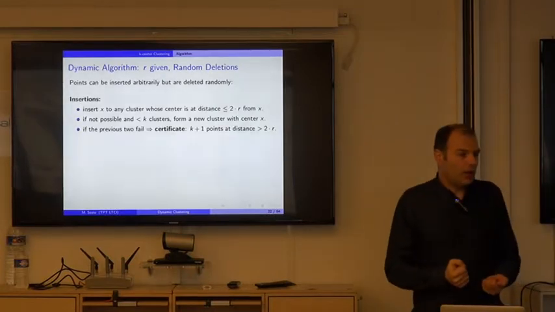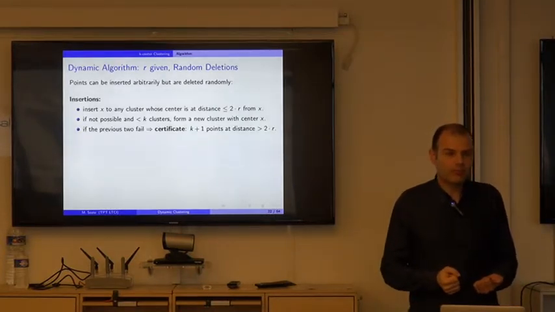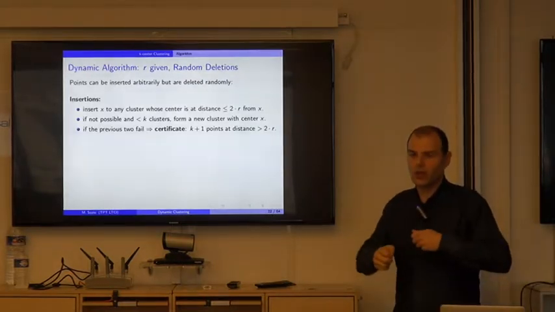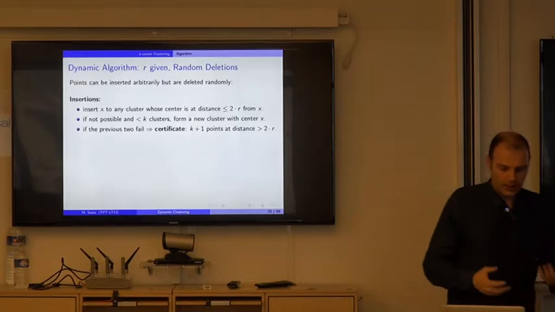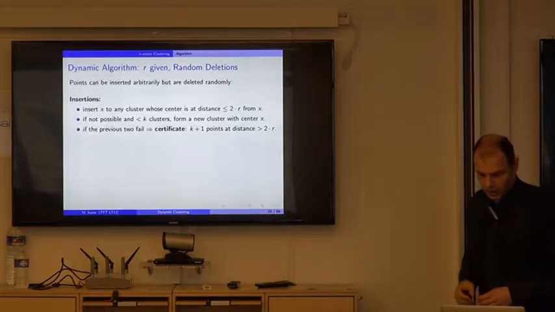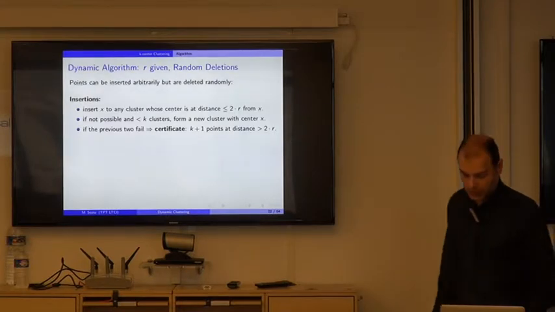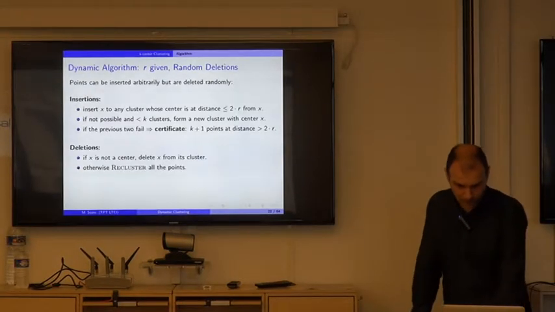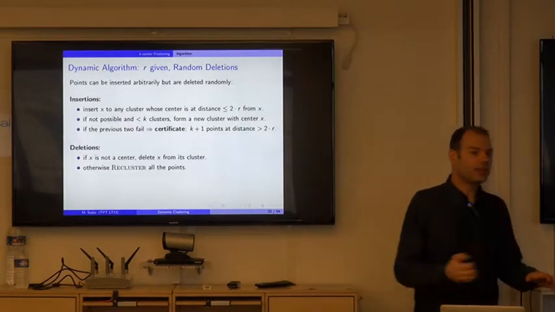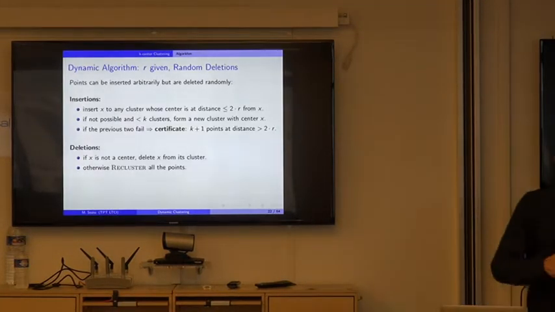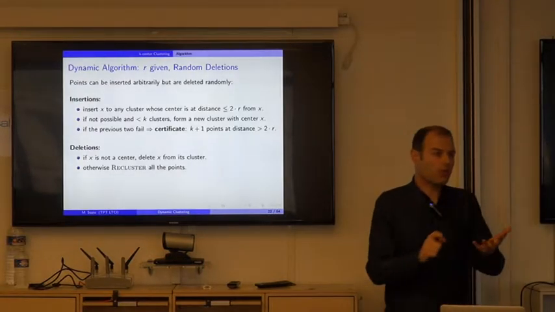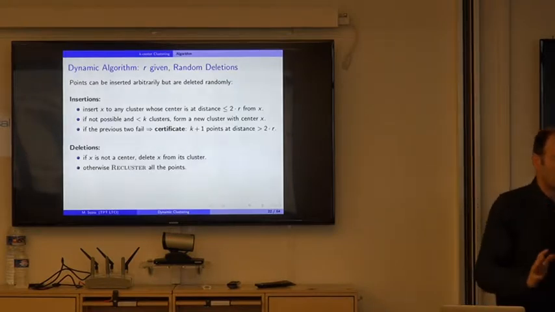So what do we do if we have random deletions? We still want to maintain the same property. We still want to be able to cluster all points in case we add or remove points. So we do the following. If x is not a center, we can delete it. No problem. I hope everybody agrees with me that the maximum radius is still 2 times r. We just remove a point that is not a center, no problem.